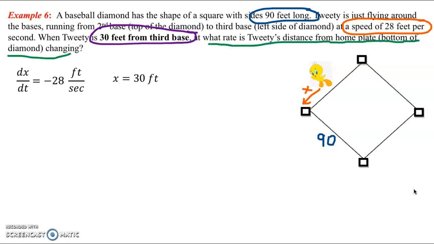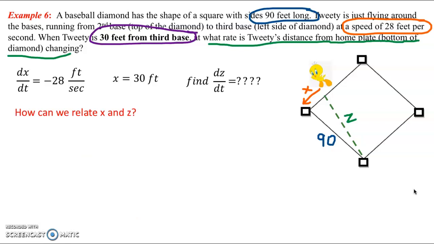They're asking me at what rate is Tweety's distance from home plate changing. Well, the distance from home plate, we don't know. We'll call that z. So they're asking me, what is dz/dt? What is the rate of change of the distance from home plate? What is that rate of change?